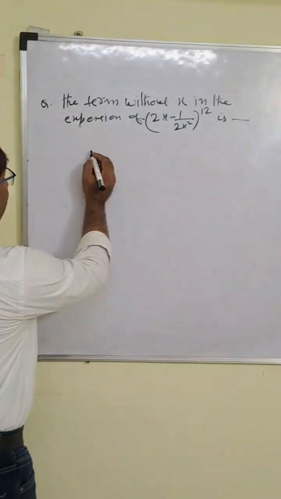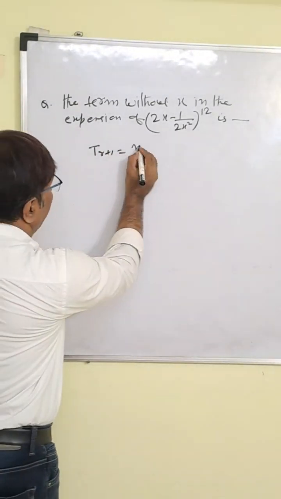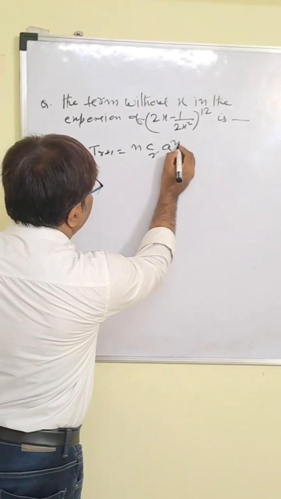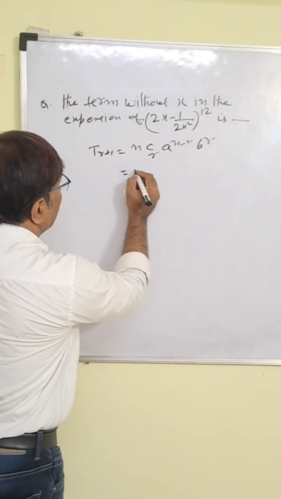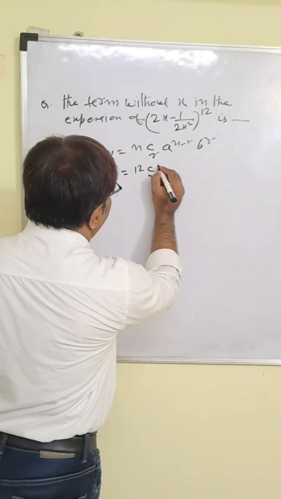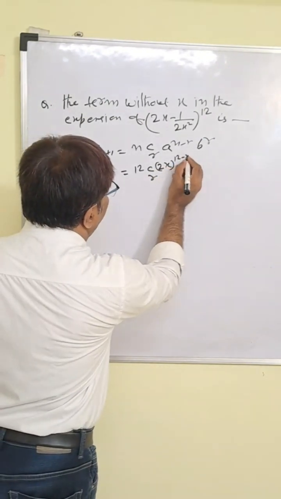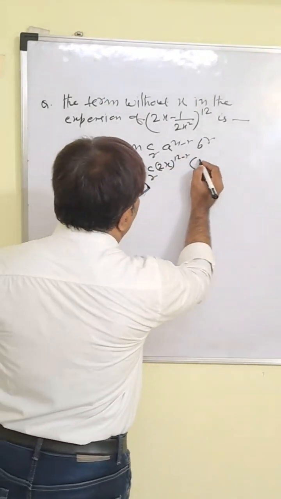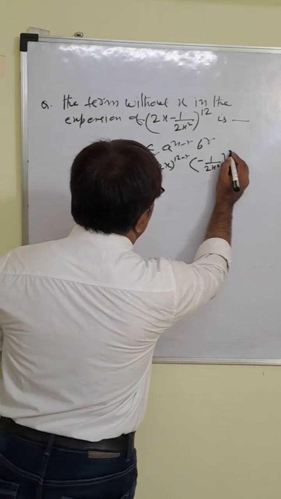So here we are finding the general term. So you know the formula T(r+1) is what? nCr a^(n-r) b^r. So here n is what? 12. And r is r. So 12Cr. A is what? 2x. So (2x) to the power n minus r, that is 12 minus r. And b is what? (-1/(2x^2)) to the power r.